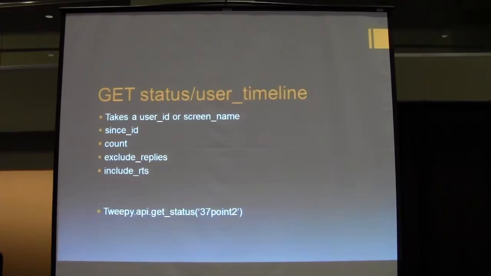So the API endpoints we're using, if you were to go to api.twitter.com/status/user_timeline, this gives you information specific to users and what they actually tweeted. So it takes a user ID or screen name. So a screen name would be 37.2, and a user ID would be, each user has a 64-bit integer value associated with them. And that's how Twitter actually tracks you across the stuff.